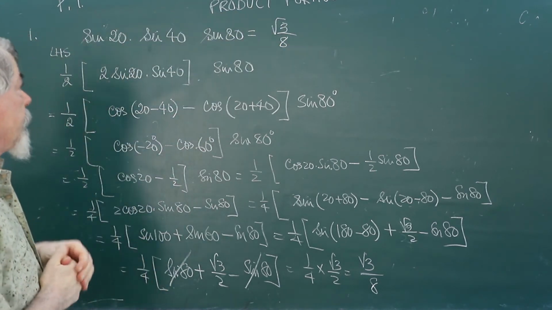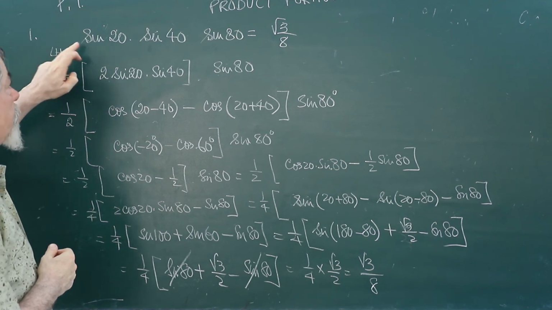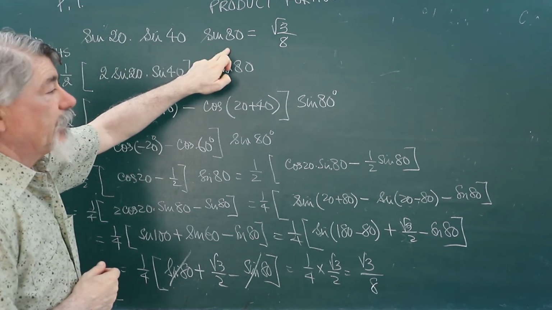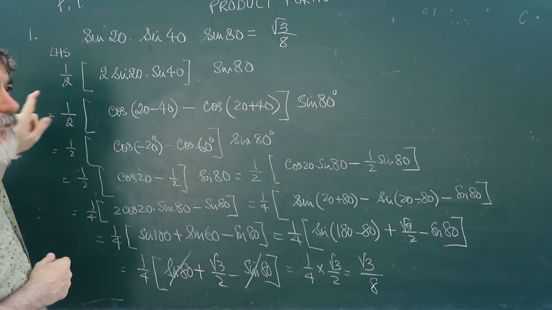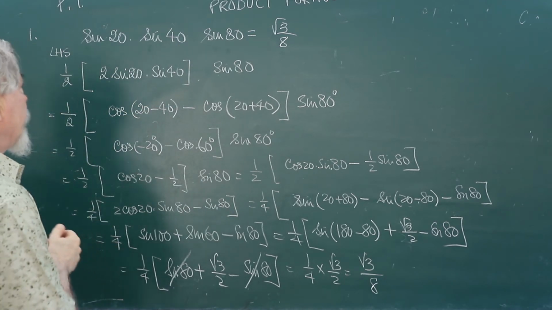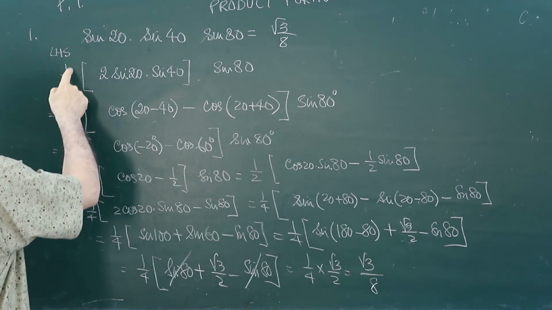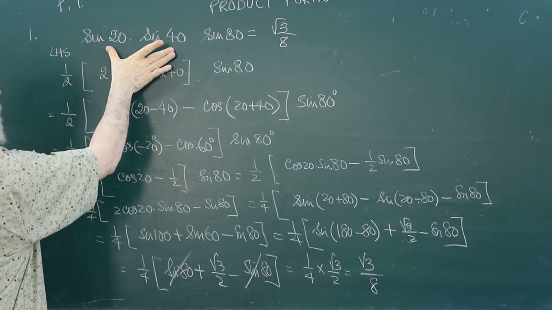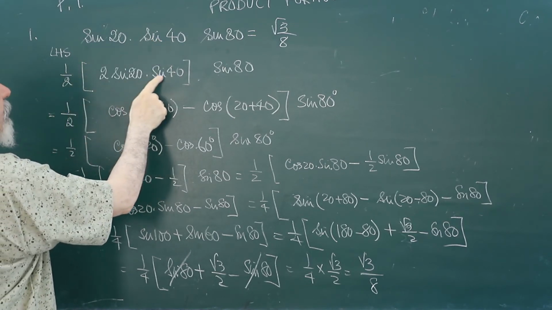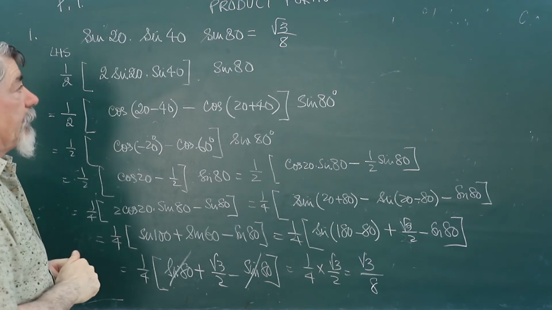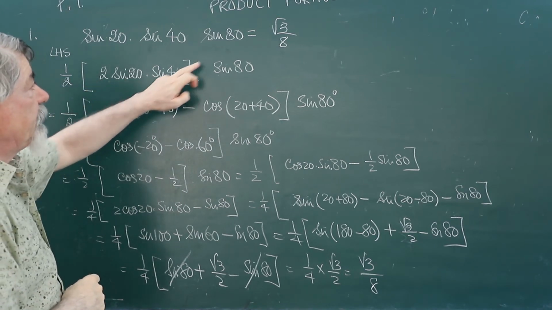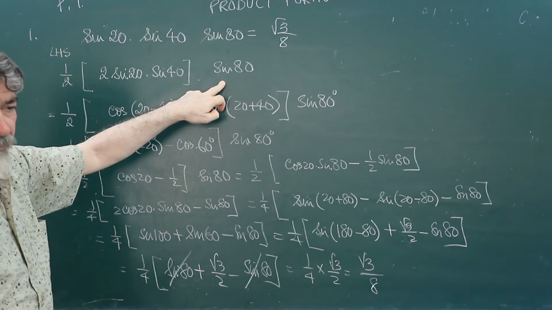What I did was, I multiplied the left side by 2 and divided by 2. I'll tell you why I did that. I did divided by 2 and multiplied by 2. I get 2 sine 20 sine 40, and I kept sine 80 outside.